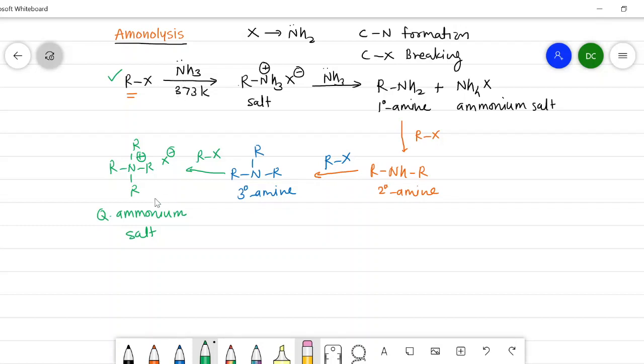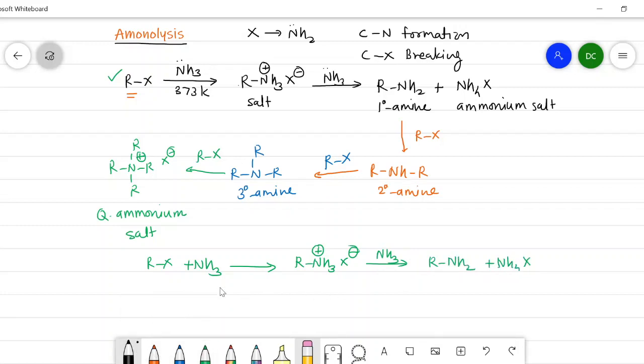And if the ammonia is in excess, then what happens? RX plus NH3 reacts to give RNH3 positive with X minus, and then with ammonia we get RNH2 plus NH4X. When the ammonia is in excess, we get only the primary amine as the product. This is the major product when ammonia is in excess in ammonolysis. So we have seen two facts: if alkyl halide is in excess, we get a mixture of products; if ammonia is in excess, we get only one product.